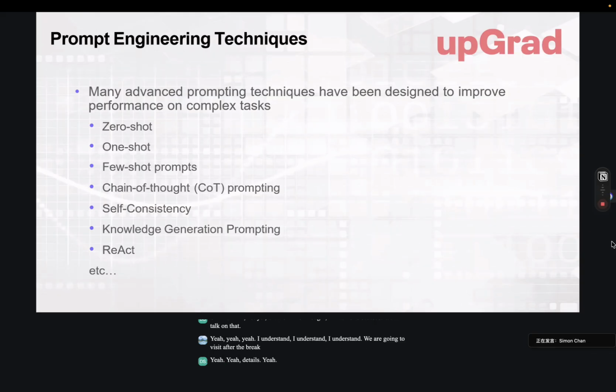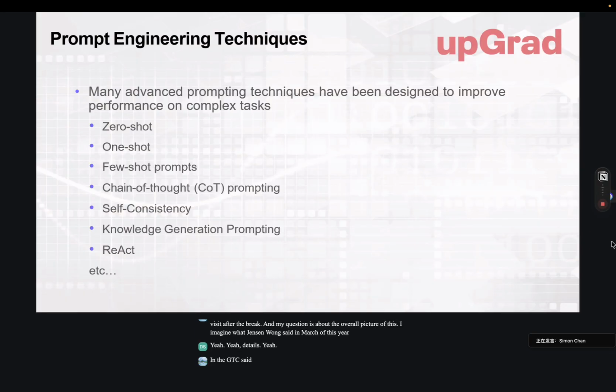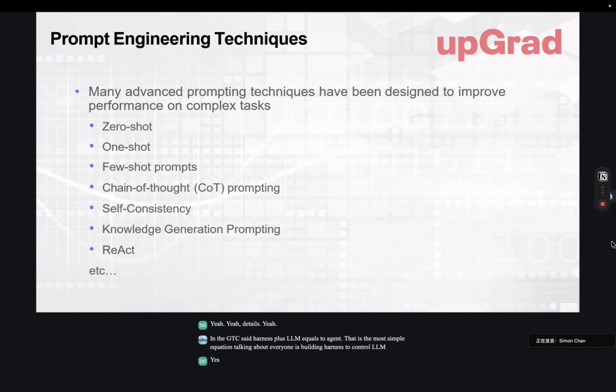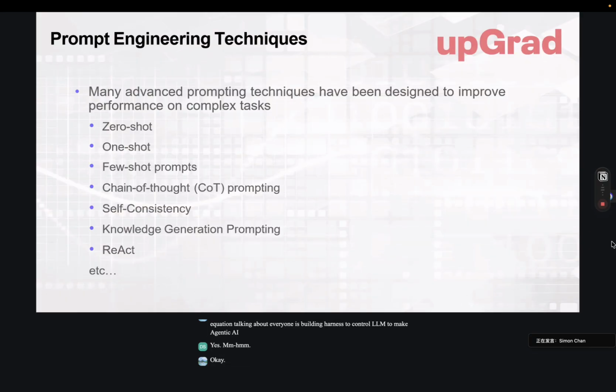And my question is about the overall picture of this. I imagine what Jensen Huang said in March of this year at the GTC: harness plus LLM equals agent. That is the most simple equation, talking about everyone building a harness to control LLMs to make agentic AI. Okay, so my question is, are these actually defined as one of the harness tools to control LLMs?